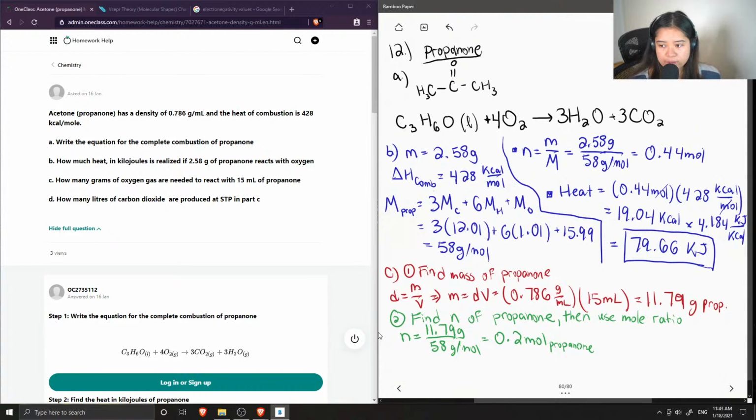So because we already balanced our equation, we know what the mole ratio between propanone and oxygen is. So we know that 4 moles of O2 is needed to react with 1 mole of propanone. So we just need to multiply 0.2 by 4, and we end up with 0.813 moles of oxygen.